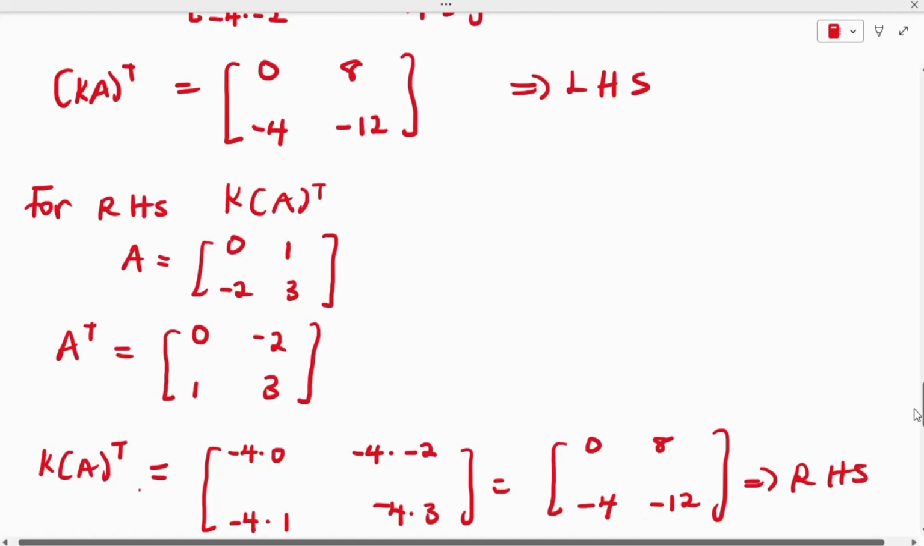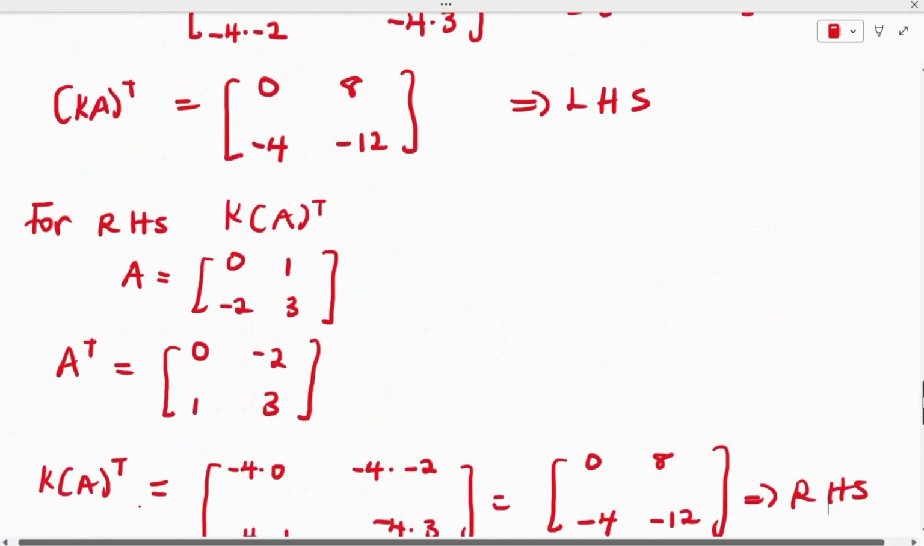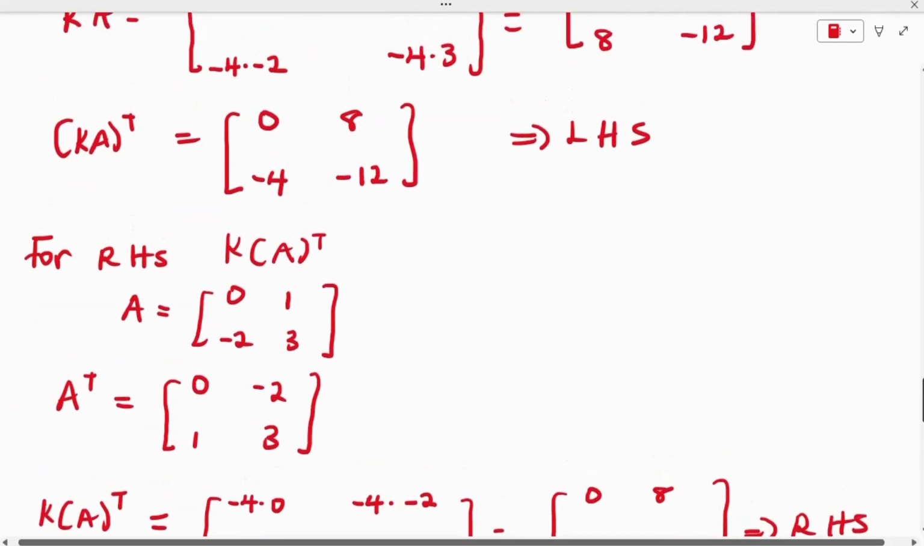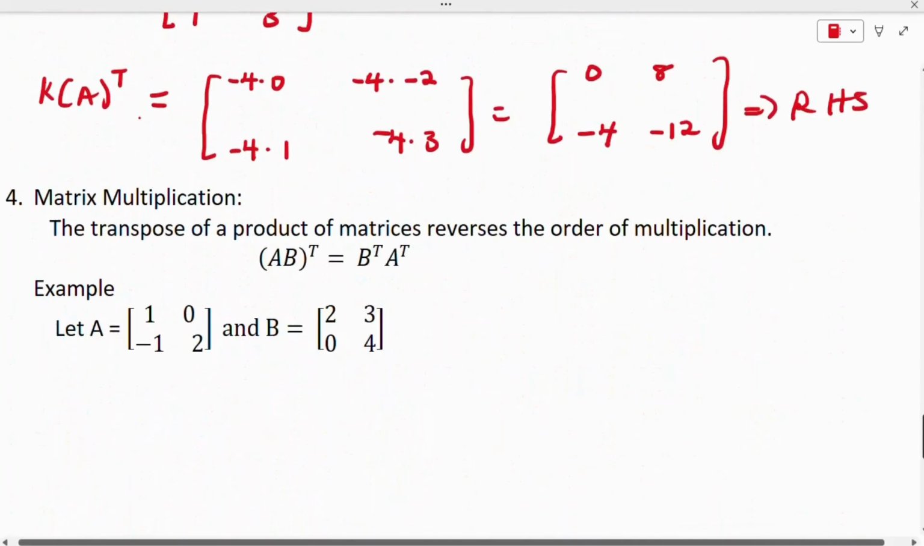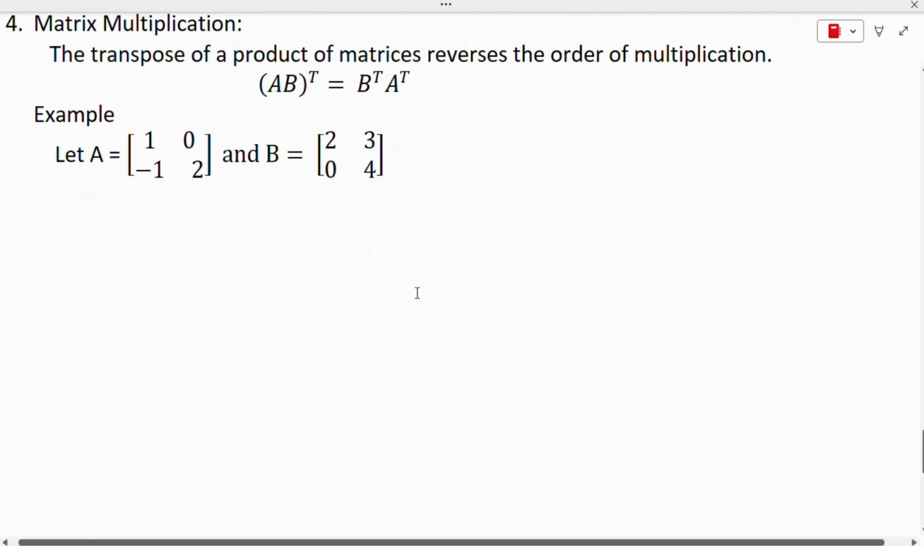So therefore, if you look at this right here, this is the left hand side and this is the right hand side. So we can say that the left hand side is equal to the right hand side, and that we have been able to prove the scalar multiplication property. So the fourth property of a transpose is matrix multiplication.